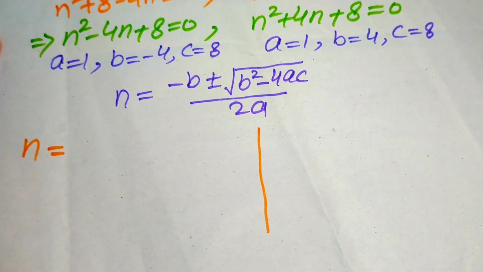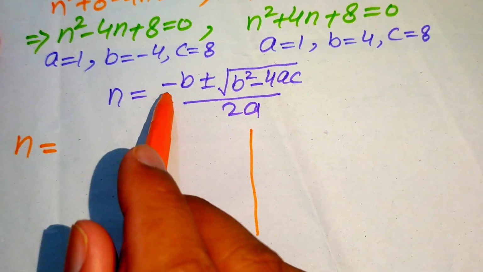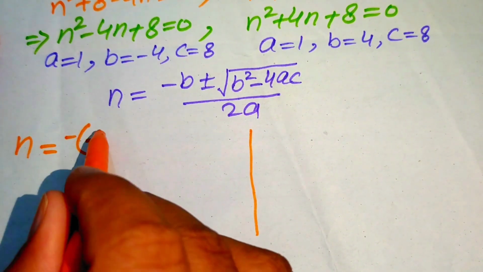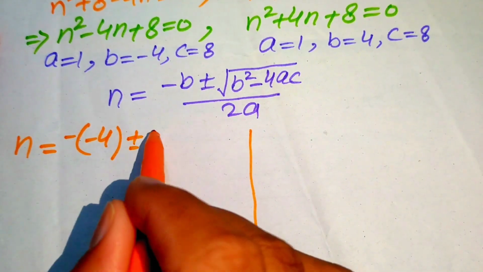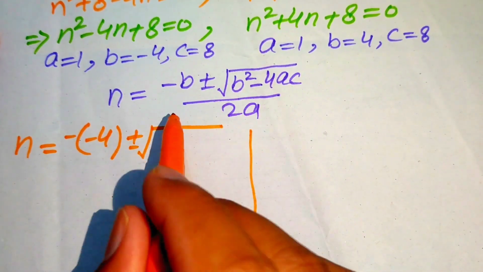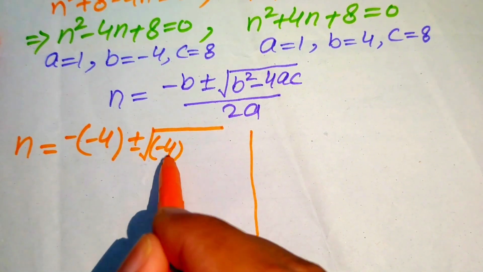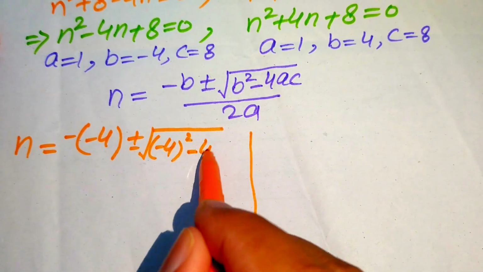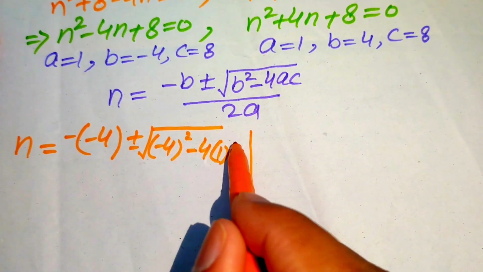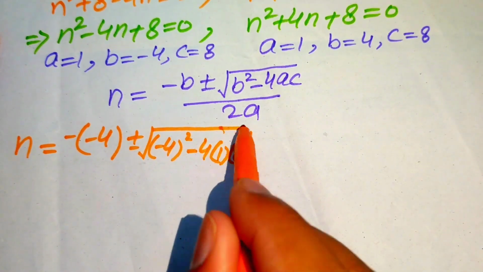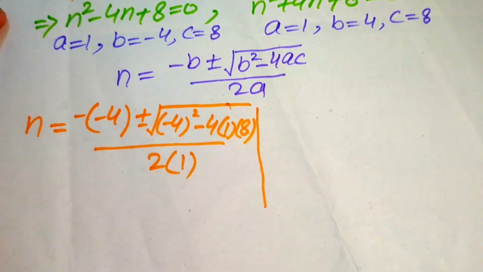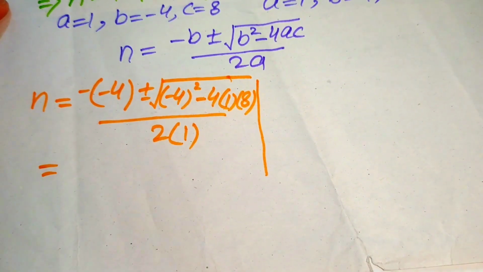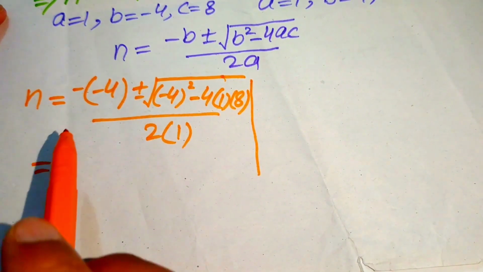Because we have two cases here, first we substitute these values in this formula and we get the value of n equals minus b. So we have minus times minus 4 because the value of b is minus 4, plus minus square root of b square. So our b is minus 4 square, and minus 4 times ac, where a is 1 and c is 8, and this whole divided by 2 times a. And now in the next step we need a little bit of simplification here.